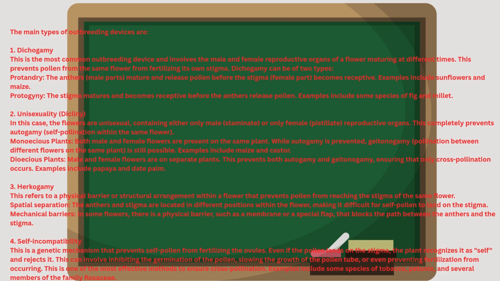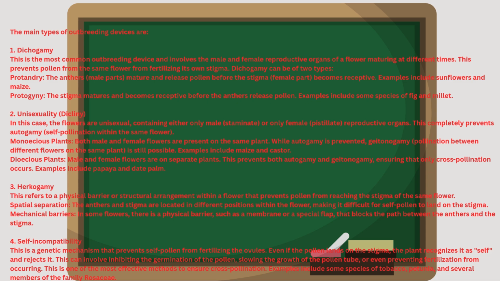The main types of outbreeding devices are, first, dichogamy. This is the most common outbreeding device and involves the male and female reproductive organs of a flower maturing at different times. This prevents the pollen from the same flower from fertilizing its own stigma. Dichogamy can be of two types.